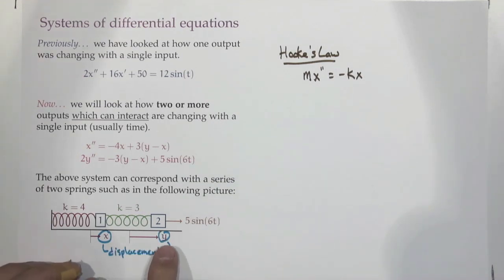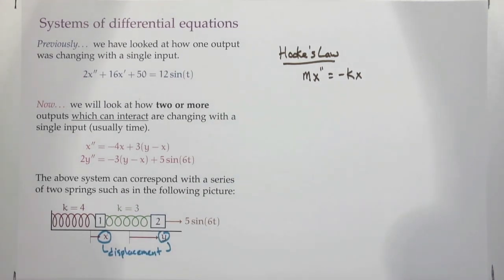See, y is how far object 2 has moved. But y itself is not how far the spring has stretched, because the other end has moved as well. So y minus x is capturing how much stretch has come into your spring. That's where this y minus x comes from, and the spring constant is 3. And because of the direction, that's why it's a plus 3.